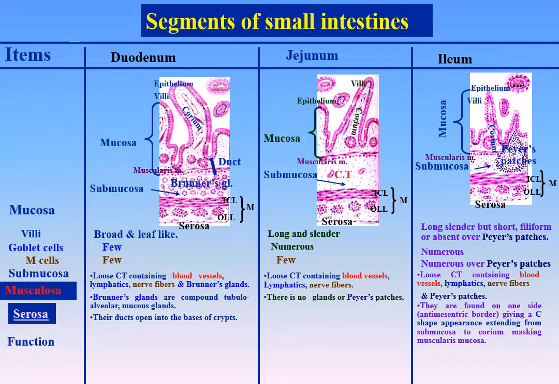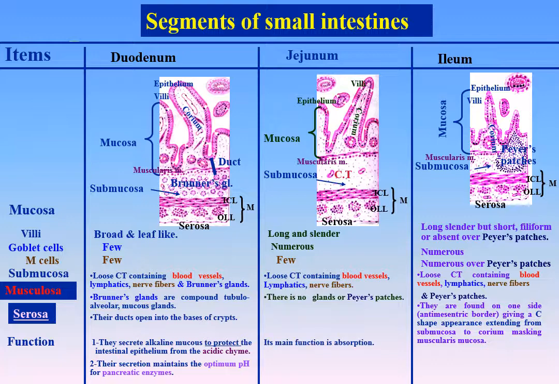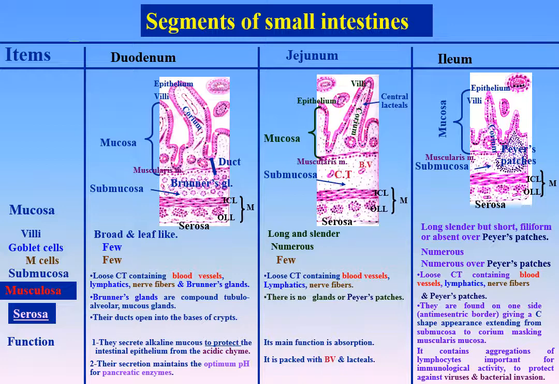Function of the duodenum. Brunner's glands present in the submucosa of the duodenum secrete alkaline mucus to protect the intestinal epithelium from the acidic chyme coming from the stomach. Their secretion also maintains the optimum pH for pancreatic enzymes. Jejunum: its main function is absorption, as its submucosa is free from glands or Peyer's patches. Therefore, it is packed with blood vessels and lacteals, central lacteals, present in the core of the villi. The submucosa of the ileum contains aggregations of lymphocytes, Peyer's patches, important for immunological activity, to protect against viral and bacterial invasions.